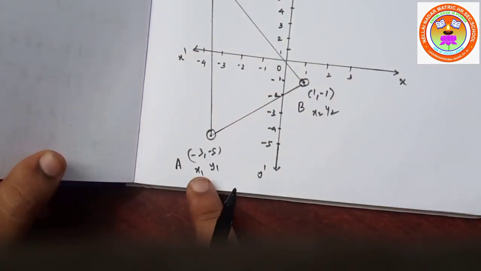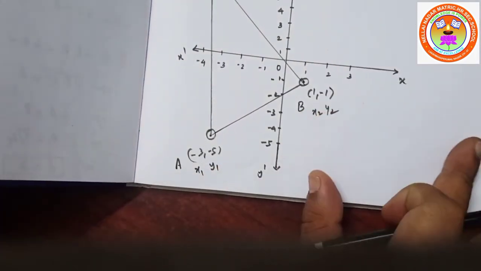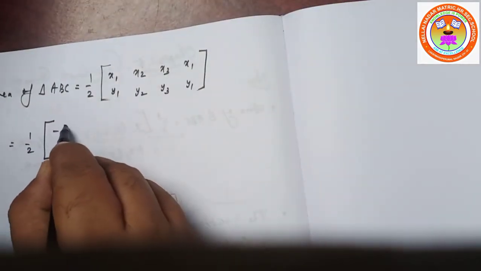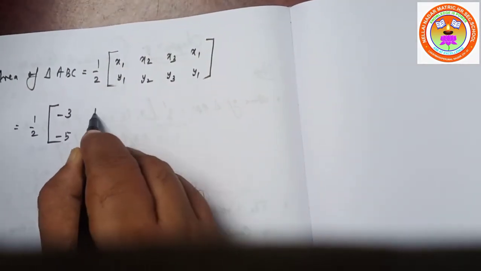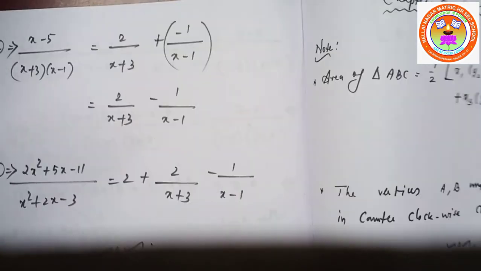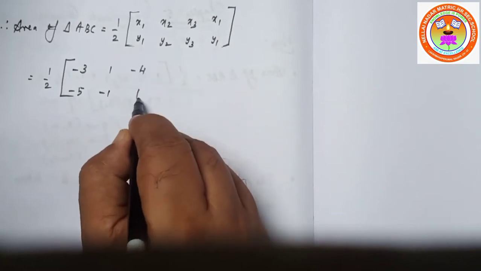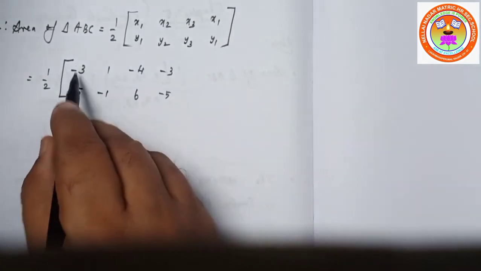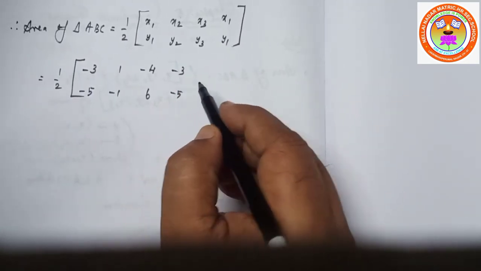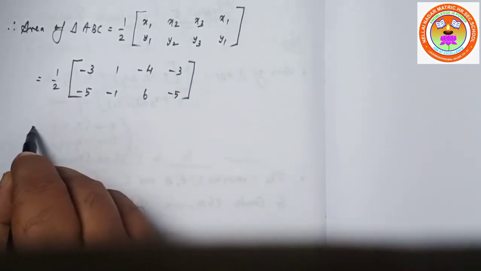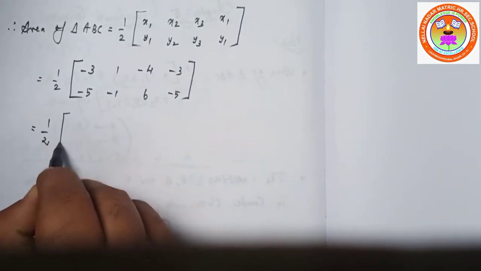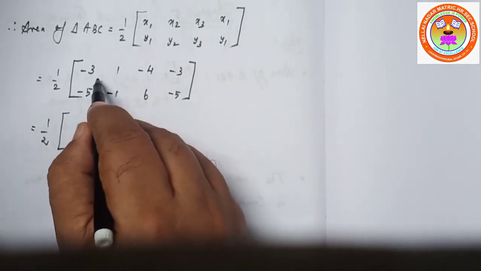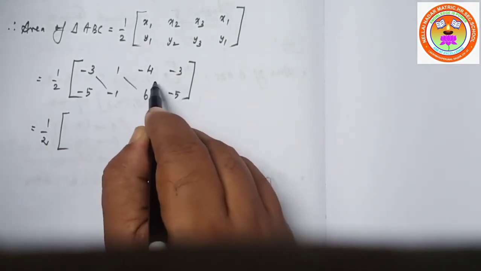So what is x1 y1? Minus 3, minus 5. Then 1, minus 1. Minus 3, minus 5, 1, minus 1. Point C is equal to minus 4, 6. Again write minus 3, minus 5. First and last column must be same. Now write it as it is. We have to multiply in this direction.